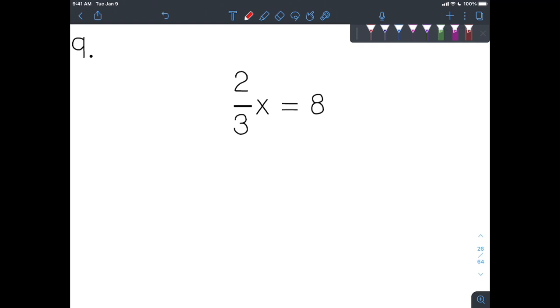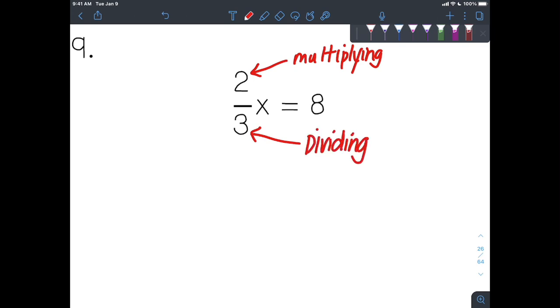remember this. So here it says 2/3 x equals 8. Now, fractions are interesting because technically this top number, my numerator, is multiplying, and this bottom number is dividing. So what does that mean? Well, that tells me that I'm going to have to do 2 steps. This is not just 1 step. That's okay, though. I can do this in 2 separate steps.